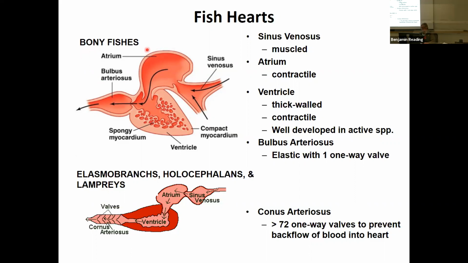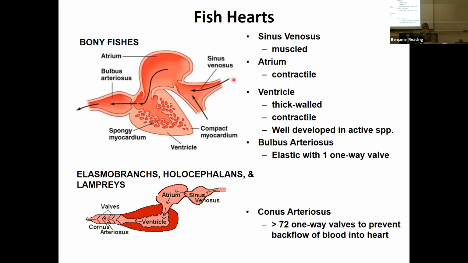So the bony fishes, the teleost fishes, have what we call a two-chambered heart. There's two contractile chambers. I mean, you might call this a four-chambered heart, but not in the sense of our four-chambered heart. Really, they have only two contractile chambers. They have this what we call sinus venosus.